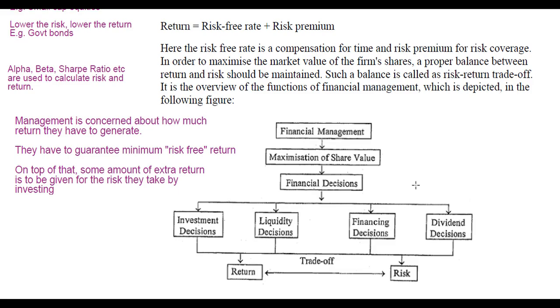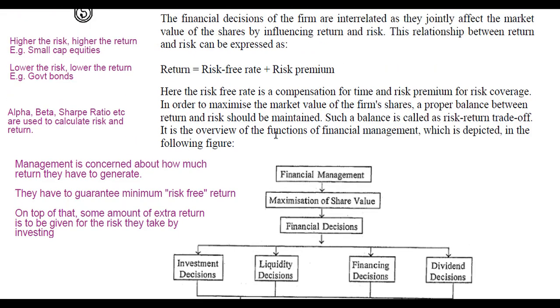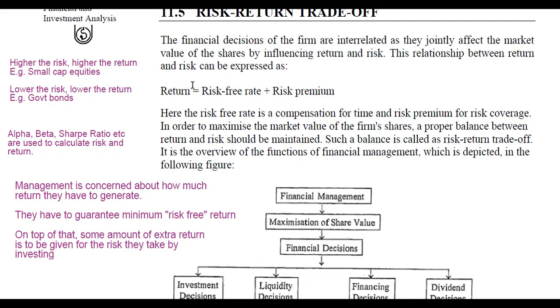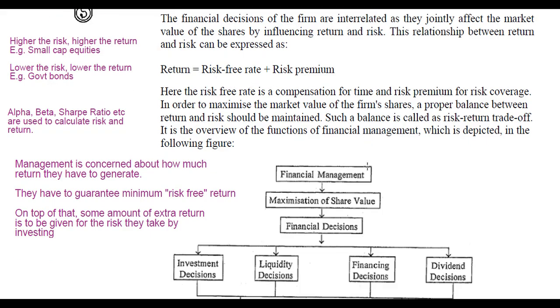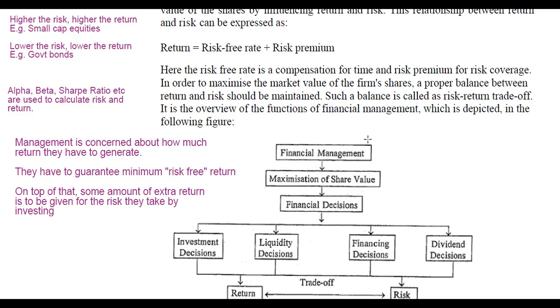Since investors are investing in your company, the management of this company has to guarantee, or at least try to give, some amount of extra return on the risk-free return. That is what is given here. The return equals the risk-free rate plus risk premium. This risk premium we will study in the next chapters: how it is calculated, how alpha is calculated, how beta is calculated, how Sharpe ratio is calculated.